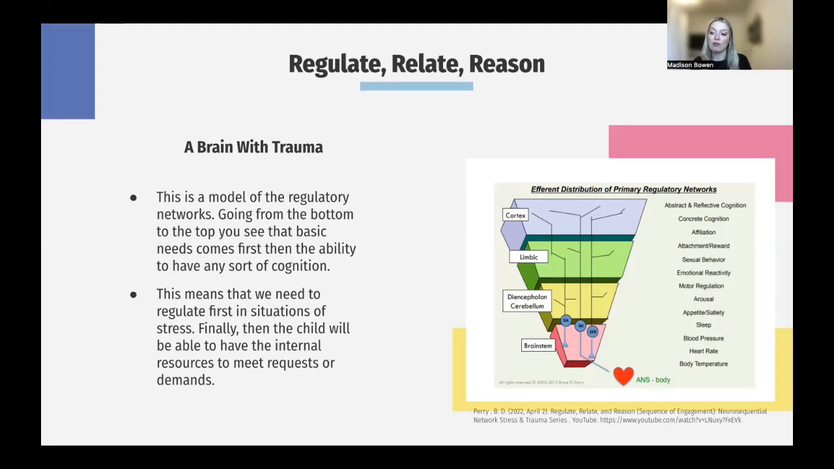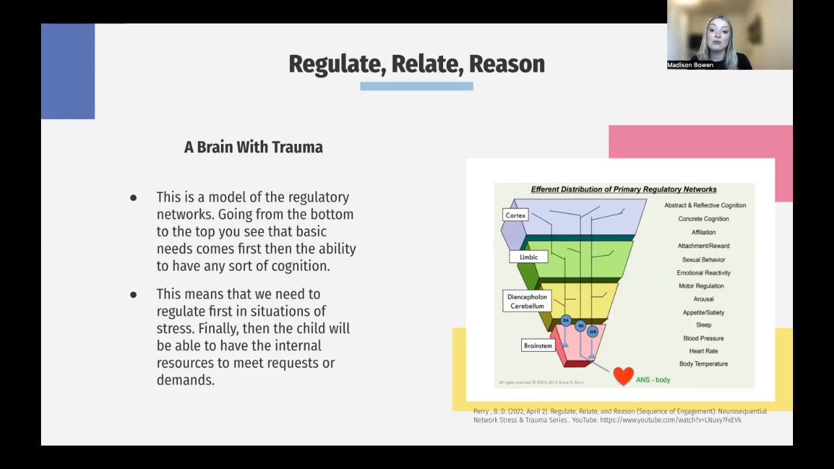To unlock these levels, we must begin with regulation of the body in situations in which we feel stress. Finally, the child will have the internal resources to meet the requests and demands of caregivers and their guardians. To put it plainly, we have a part of the brain that guards, a part of the brain that feels, and a part of the brain that thinks. Experiencing trauma only allows us to access our feeling and guarding brain while experiencing dysregulation. This is the part of the brain involved in the stress response.